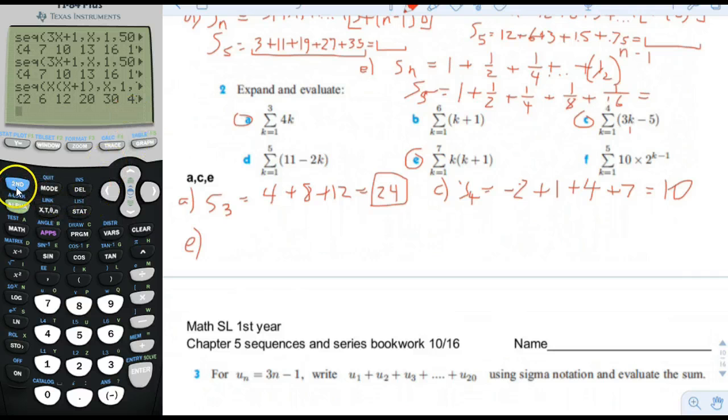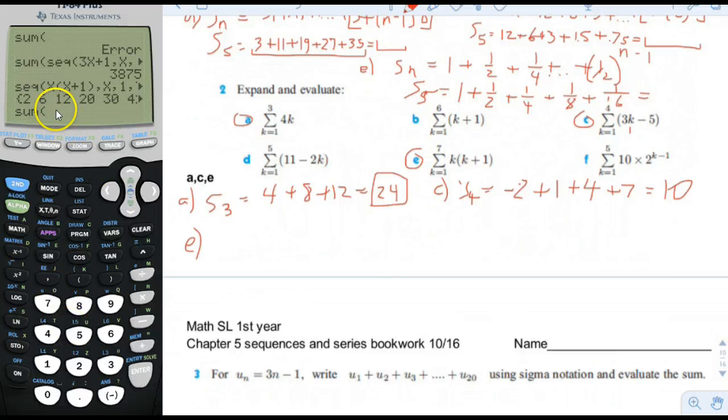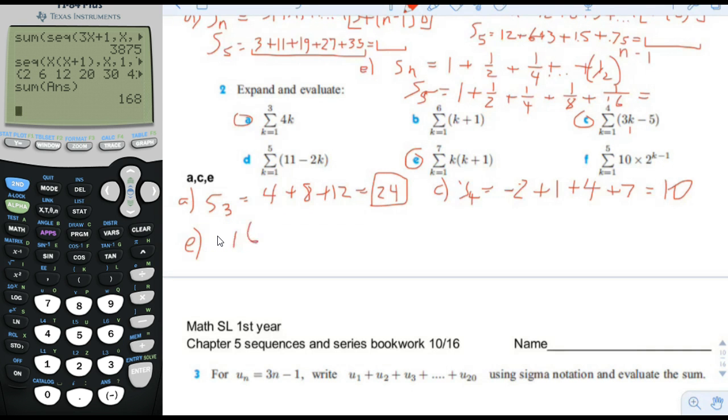And the way you add up the sequence is you're going to do a sum of that sequence. So you go list, second list, and then you go to math, and then you go to sum. So you do sum, and then you want to do the sum of the previous answers. So then you do second answer to get the previous answer, which is a sequence, and you add all those up and you get 168. Okay, so that's how you do it with the calculator.